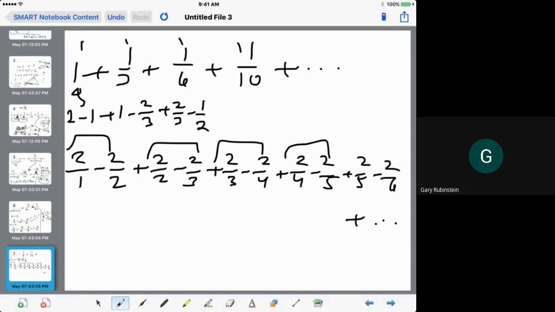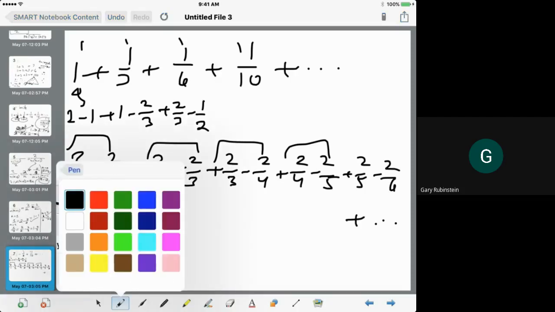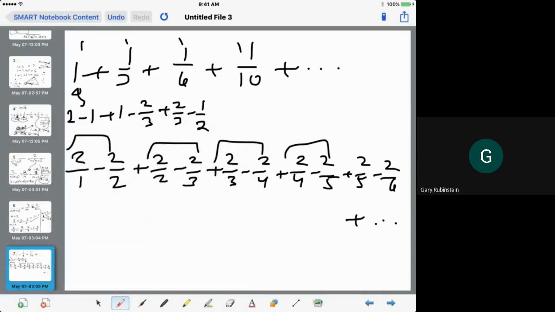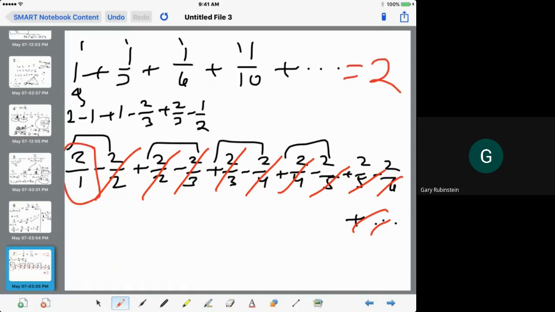And Ethan says it just becomes 2, which is right, because what happens here is that the minus 2 over 2 cancels out with the plus 2 over 2, and the minus 2 over 3 cancels out with the plus 2 over 3, and so on forever. Which means the answer to this question is 2.